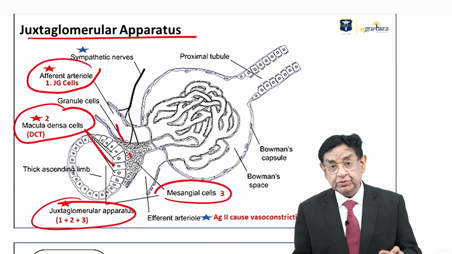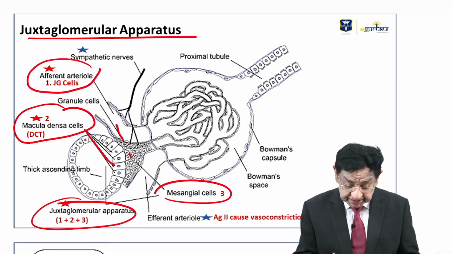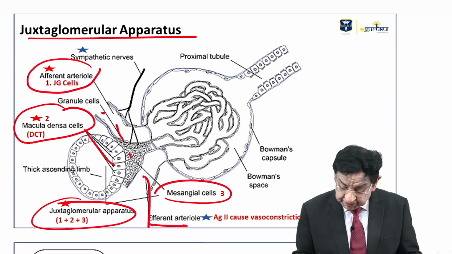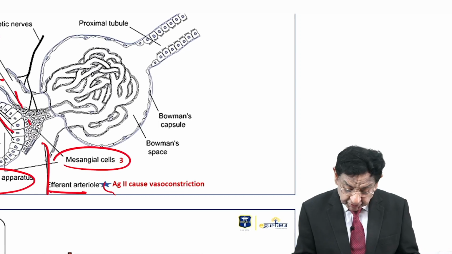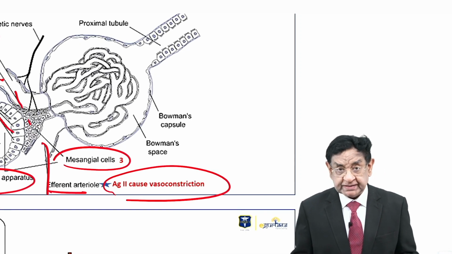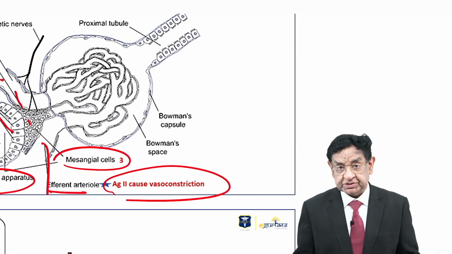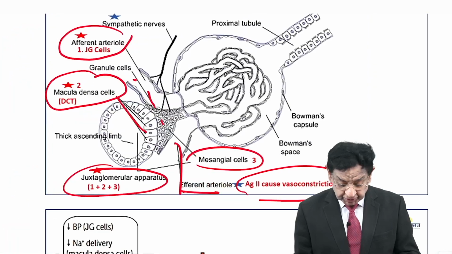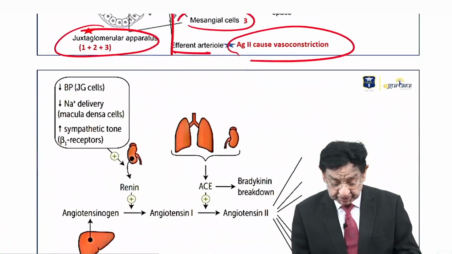What I told you is that this was the afferent arteriole, and this one is the efferent arteriole. It is the efferent arteriole which is constricted by angiotensin 2, or I can say angiotensin 2 causes vasoconstriction of the efferent arteriole. And now what is it going to do? Let's learn more about this.